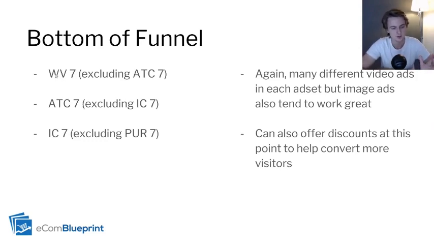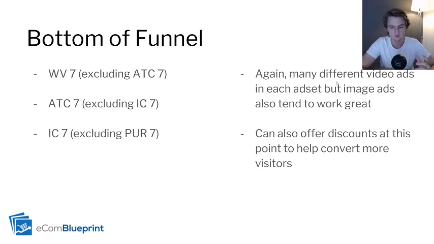And so this one, the way that you can do it is website visitors in the last 7 days, excluding people who've added to cart, add to cart in the last 7 days, excluding people who've initiated checkout, and then initiated checkout, excluding people who've actually purchased. That way you're not going to have any overlap, and then you can actually see what the cost per purchase is for each of those audiences, and you can scale them accordingly.